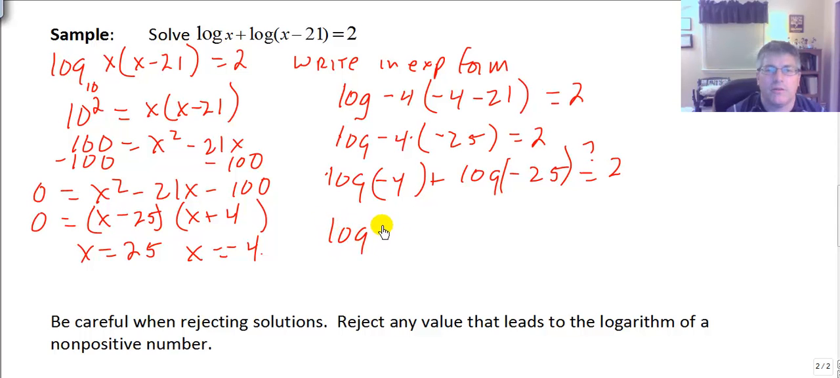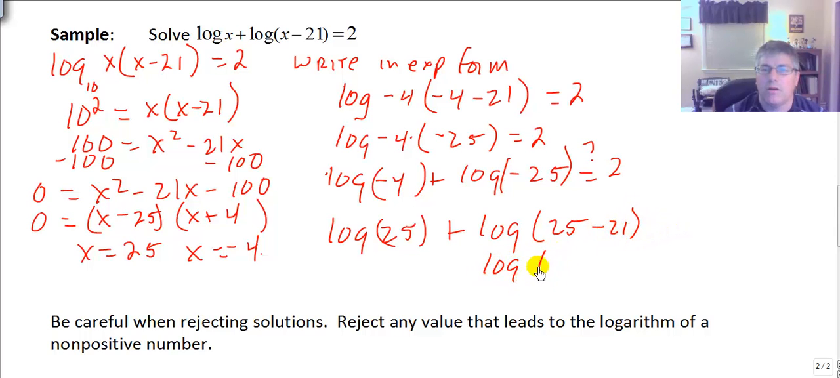And does 25 work? Well, let's try 25. Log 25, well, that's good. Plus log of 25 minus 21, well, that's going to work out for us. Log of 4 equals 2. So that's going to check out. So 25 works. Negative 4 does not because it leads to a logarithm of a non-positive number.